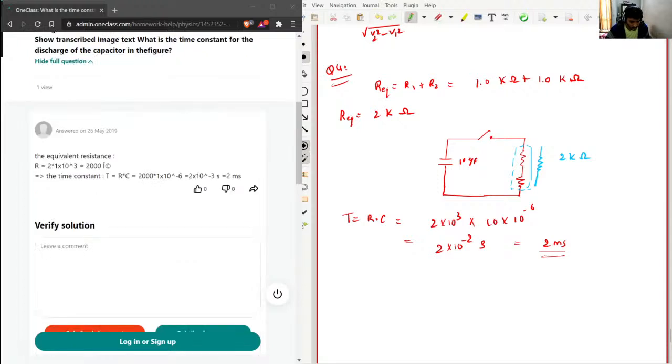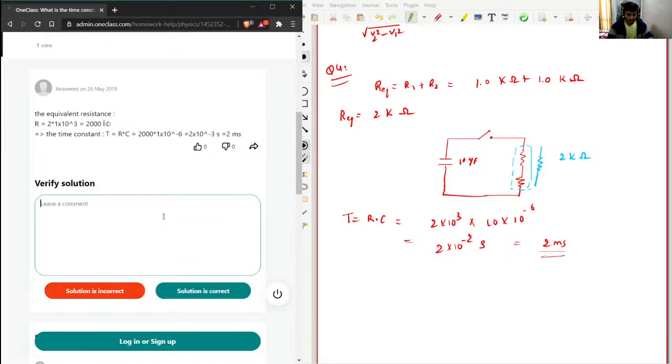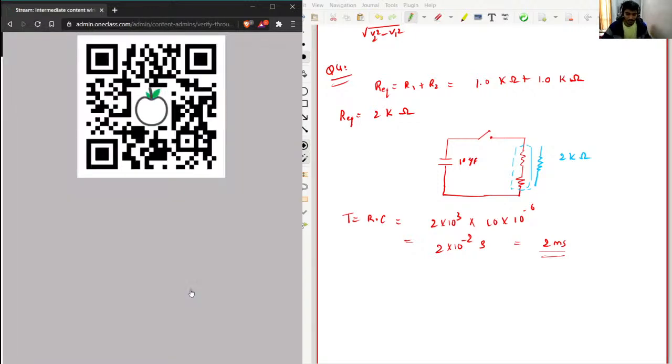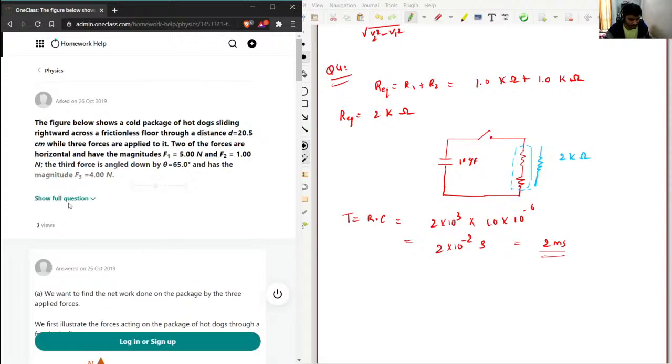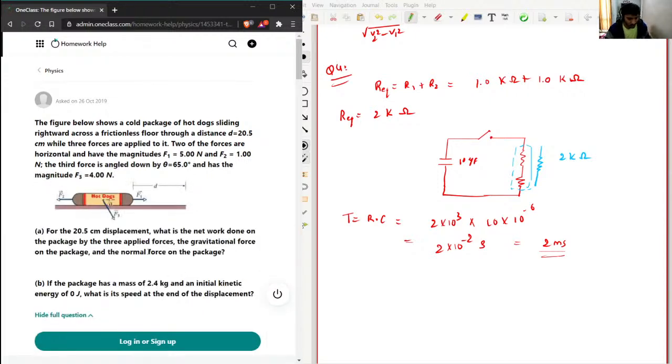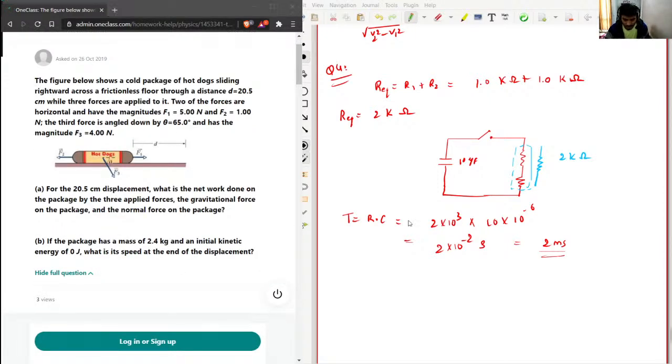So the solution given here is correct, and I can just write correct solution. Good work. So basically these kinds of questions are really easy. We just need to use the series formula, or simplify this into a simple RC circuit, and then we can clearly find the answer also. Okay, so we have question number 5.